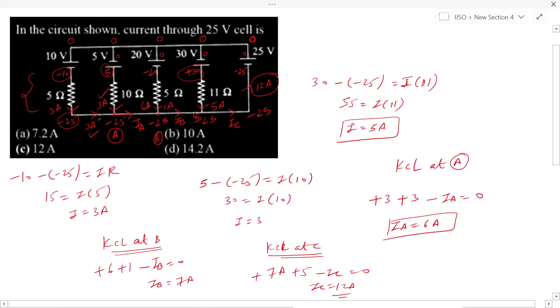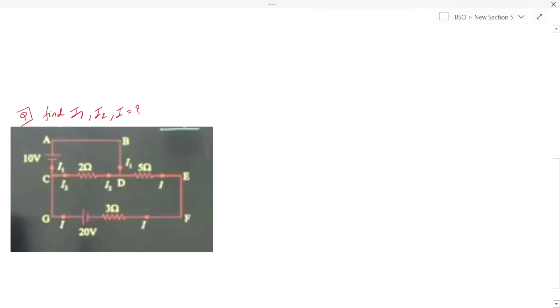Tough or easy? Medium. It's easy only with potential, but when it comes to current and all, then it gets complicated. So let's see one more question.